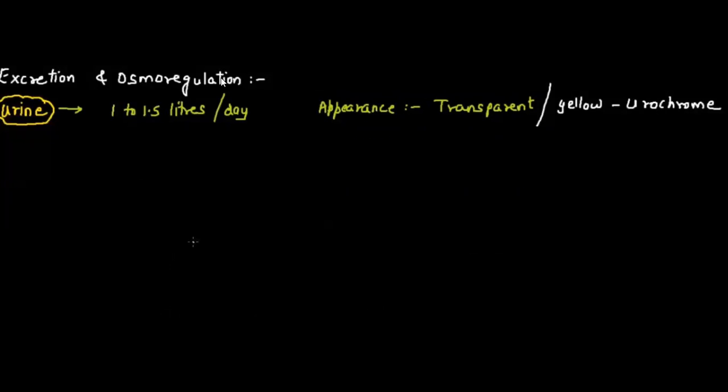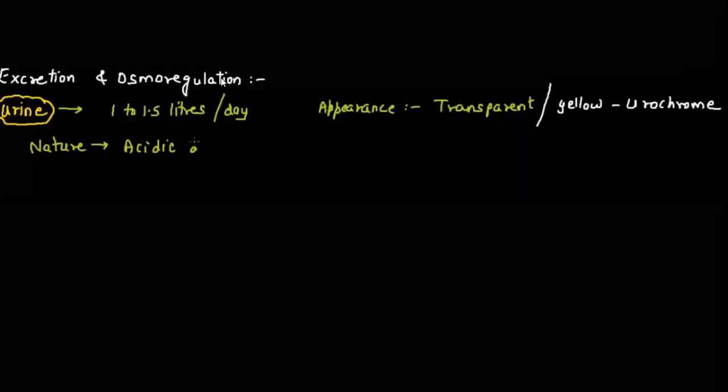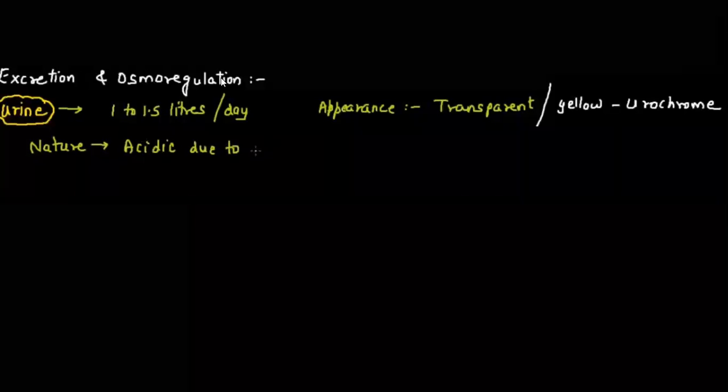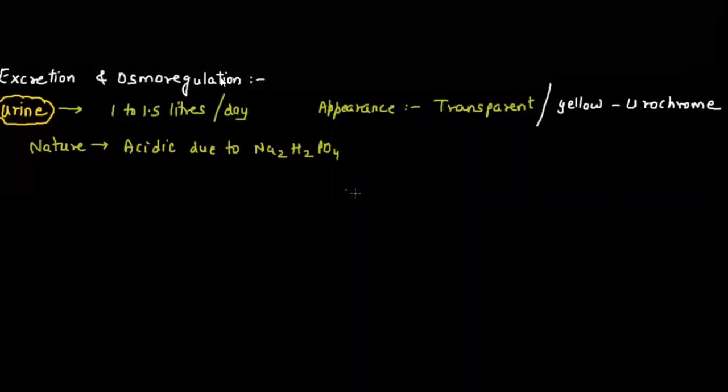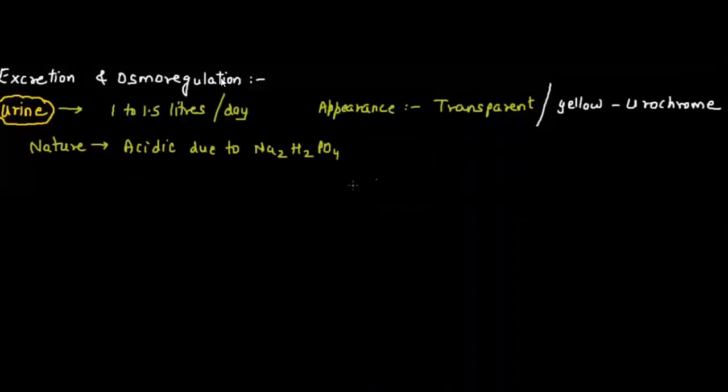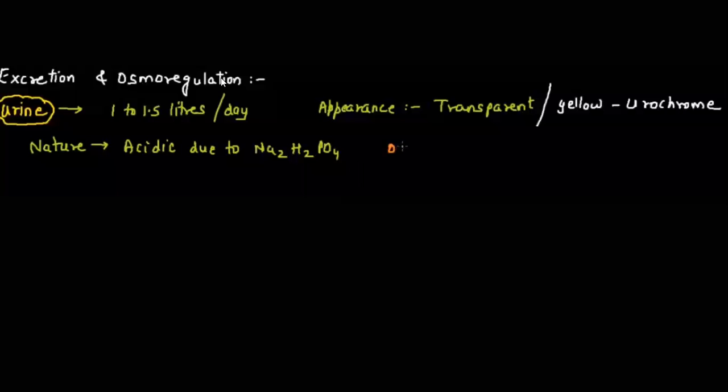Now the point here is, what are the different characteristics, the nature and appearance of the urine. Nature-wise, urine is acidic. Why is it acidic? It is due to the presence of Na2H2PO4. This is a very important chemical that makes the urine acidic. So if somebody asks what is the nature of urine, remember it is acidic.